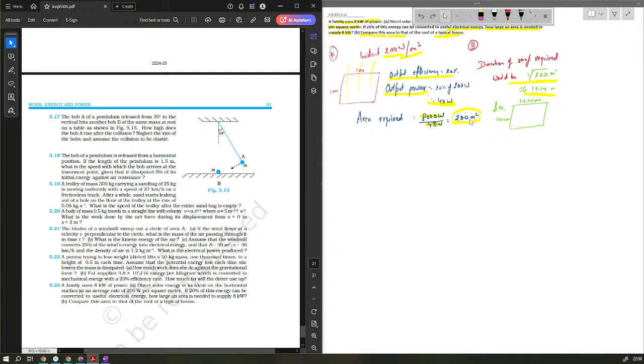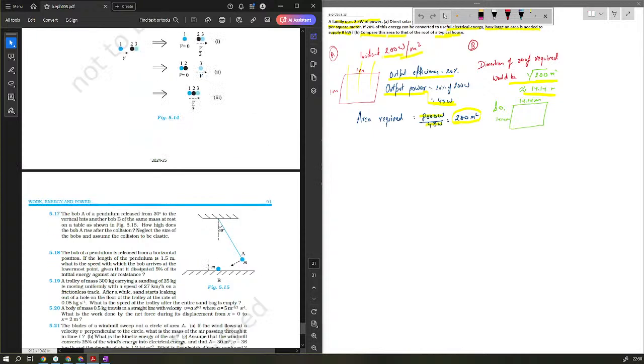And from this we can get the approximate roof dimensions, which would be equal to 14.14 meters. So if we have a roof of 200 meters square, we can generate power of 8000 watts under the given conditions. So the NCERT discussion is concluded.